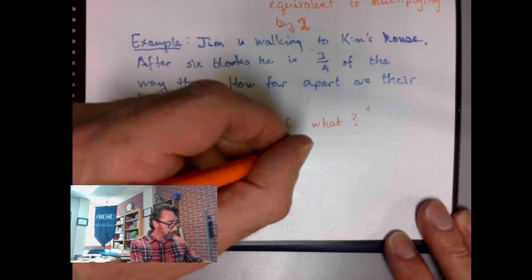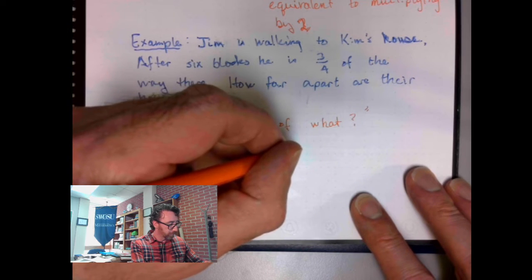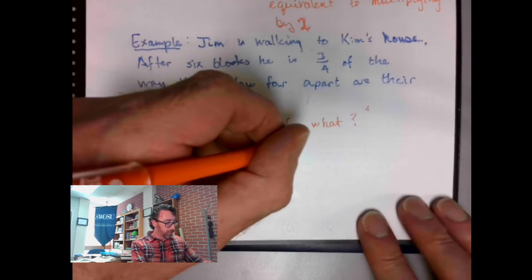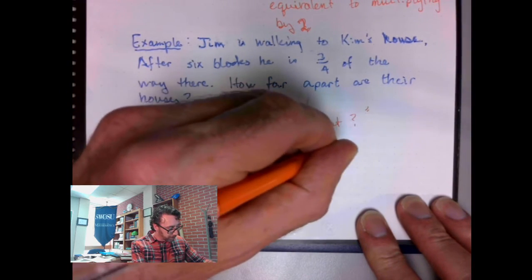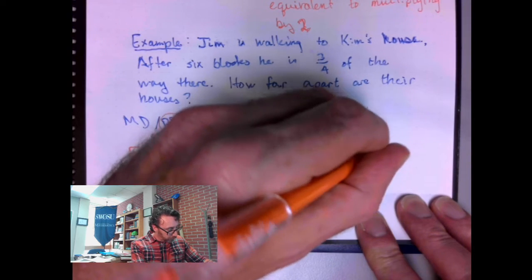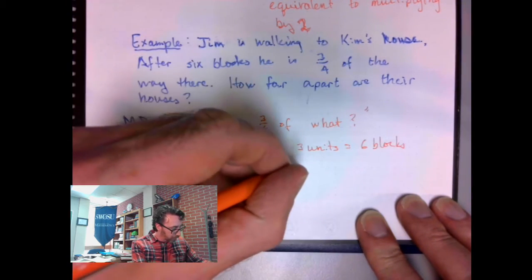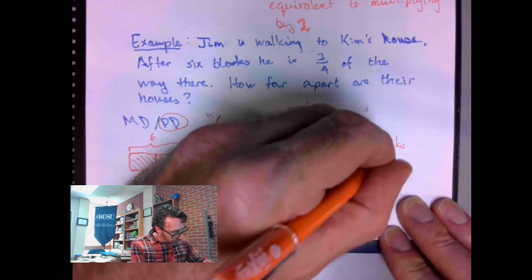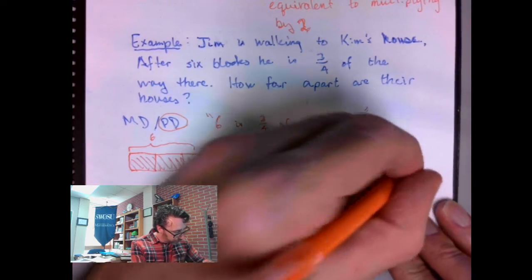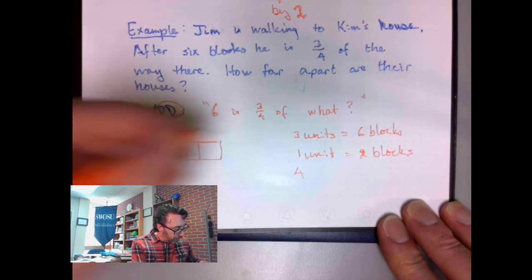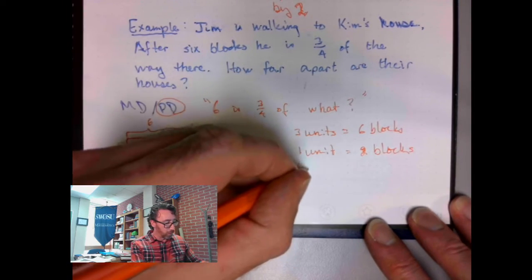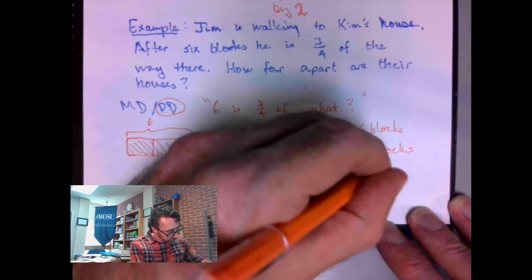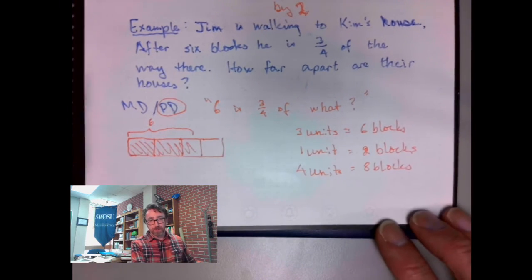We can interpret that by doing this. 3 units equals 6 blocks. Therefore, 1 unit equals 2 blocks. So the entire distance, which is represented by all 4 units, equals 8 blocks.